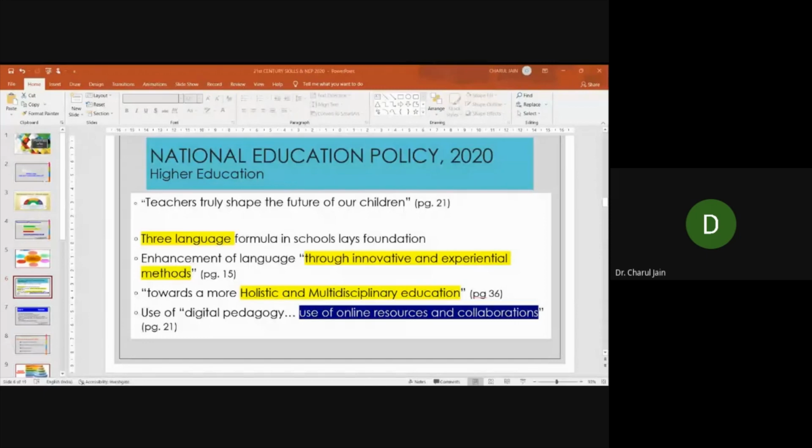use of digital pedagogy is something that has been stressed greatly in the national education policy. This is in tune with the requirements of the 21st century skills, use of online resources and collaboration. Things have drastically changed in the last 2 years because of COVID.